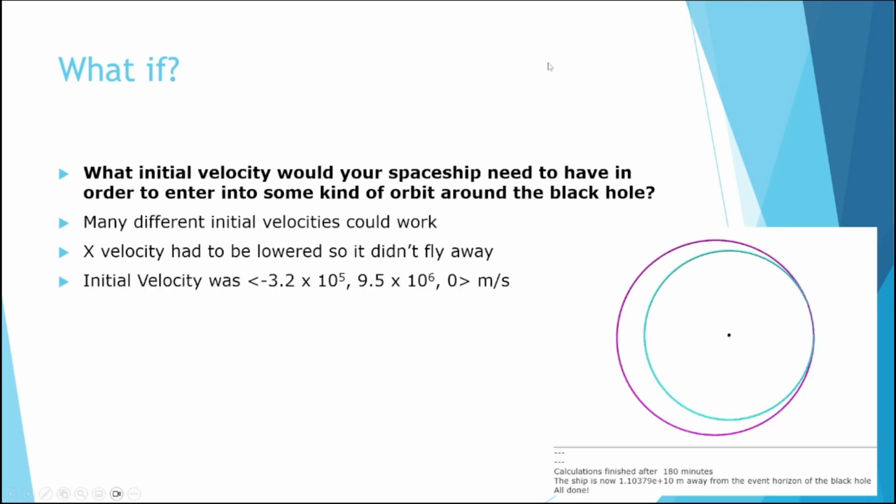And for the what if question, we asked what would the initial velocity have to be in order to enter some kind of orbit around the black hole? Many different initial velocities could work for this, but the x velocity had to be lowered so that it didn't fly away like it did in the initial calculations. The initial velocity that I found to create an orbit was negative 3.2 times 10 to the 5th meters per second in the x direction and 9.5 times 10 to the 6th meters per second in the y direction. And it created an orbit along this pink path right here.